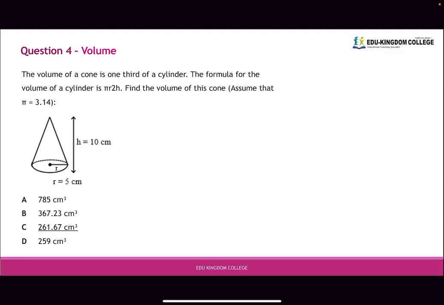Question 4 is a volume question. Volume of a cone is 1/3 of a cylinder. We went through this in the examples. It's just 1/3 pi r squared h. So 1/3 pi, they've taught us to approximate it as 3.14. R squared is 25. H is 10. So 1/3.